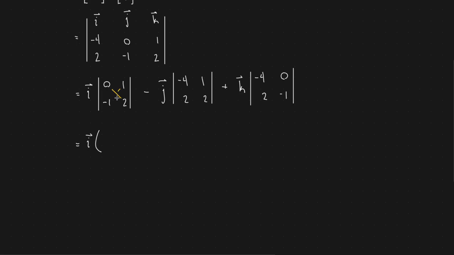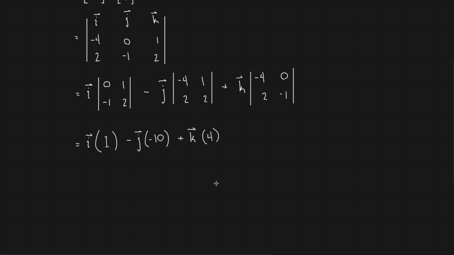So I get 0 minus -1, so that will be +1, minus j. And now let's take this 2 by 2, so I get -8 minus 2, that's -10. Plus k, and now take this 2 by 2. So multiply these two. -4 times -1 is +4, minus, and then the product of these two, 0 times 2 is 0, so that's 4 minus 0 is just 4.